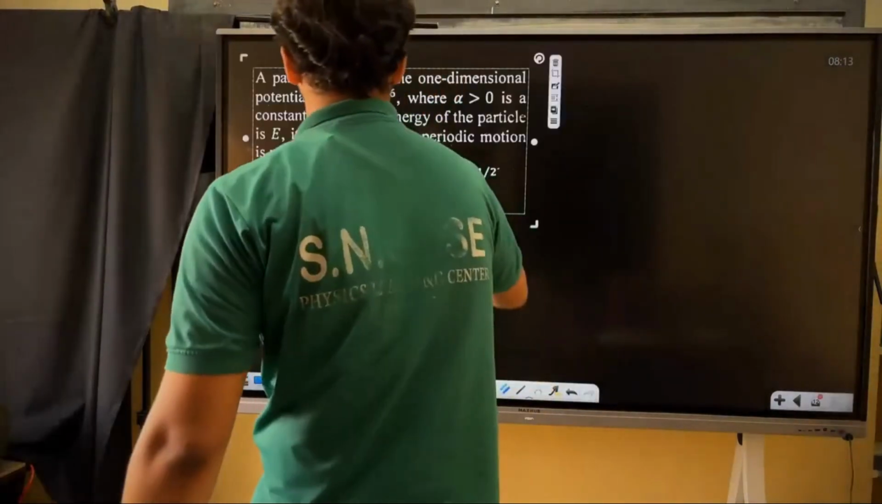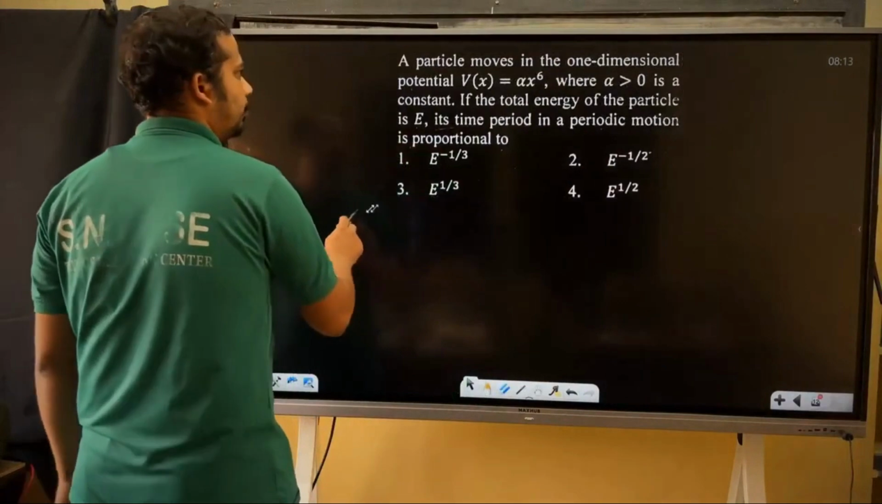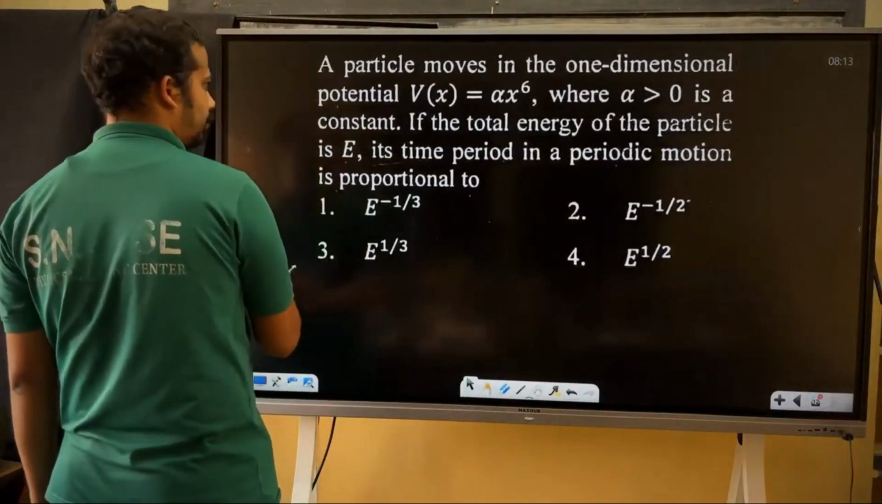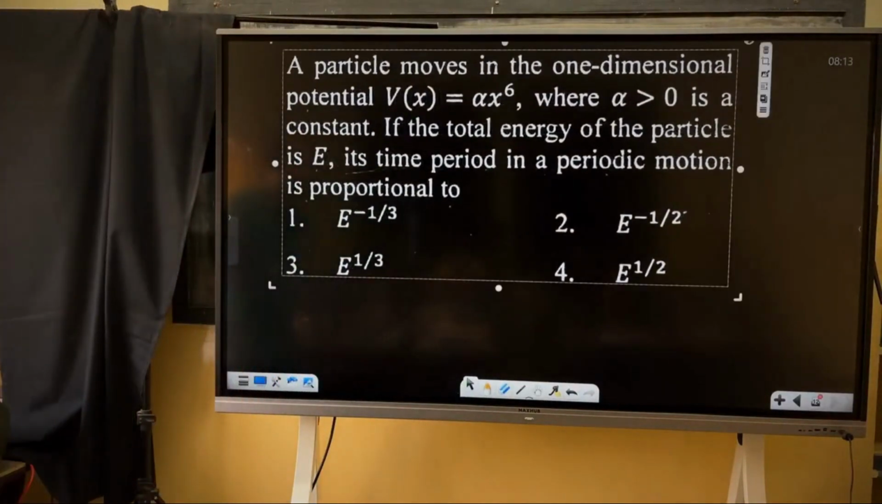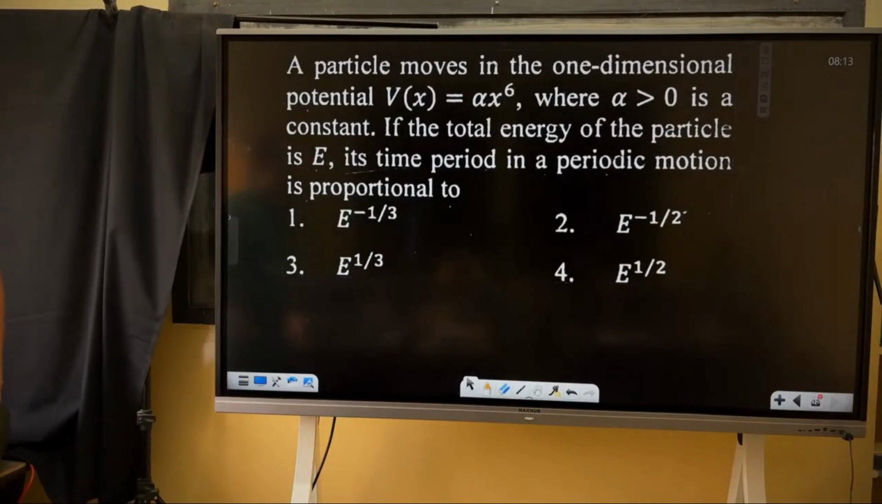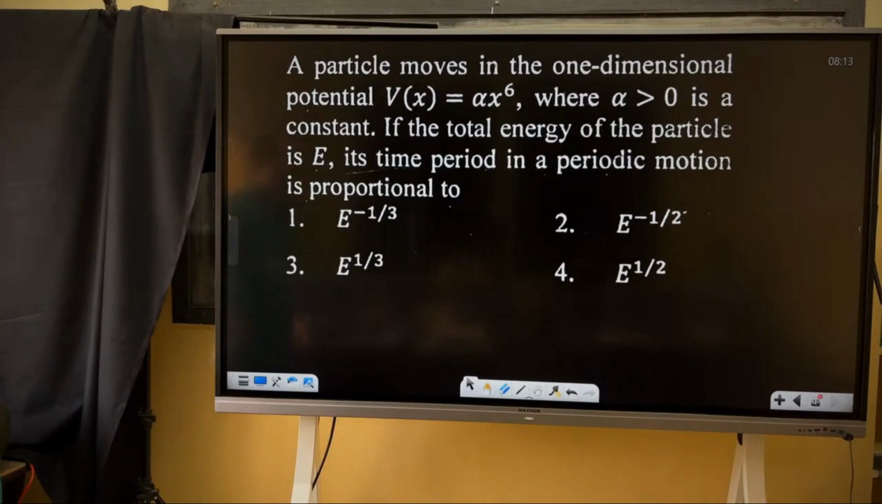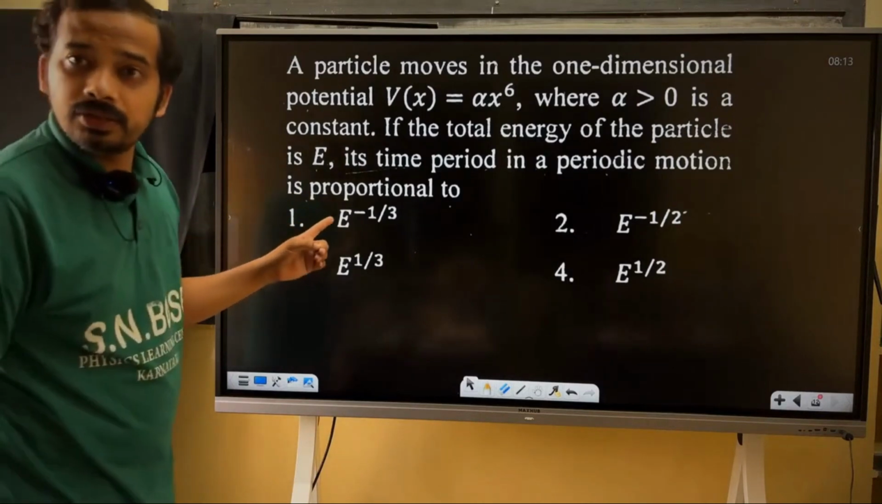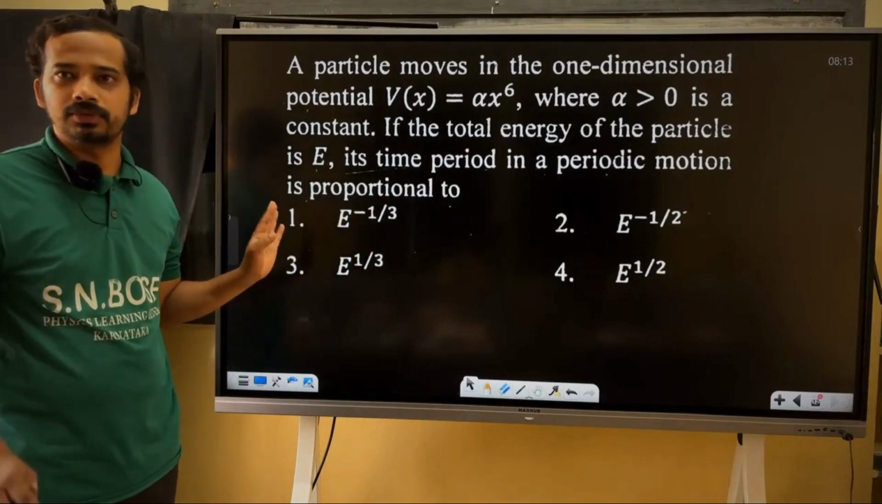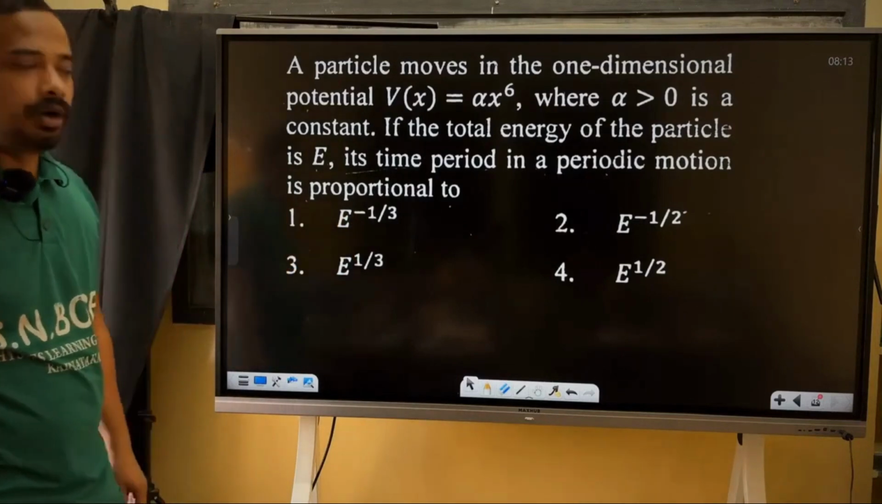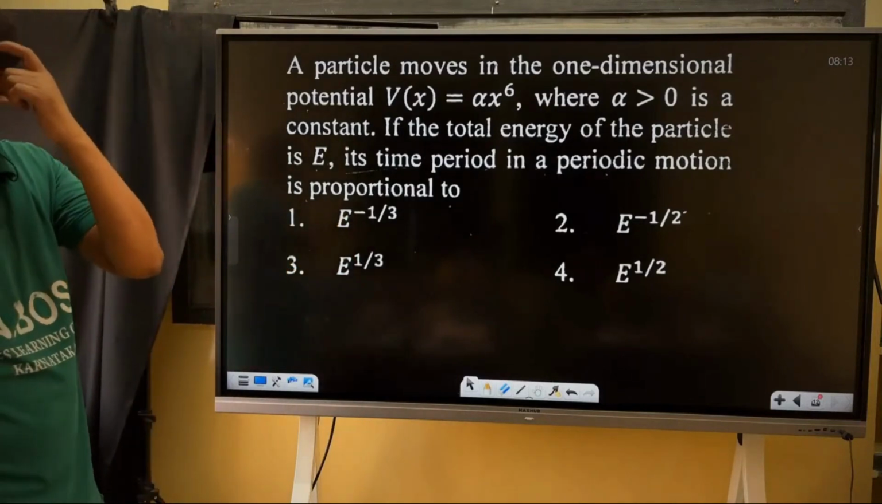Now a particle moves in one dimensional potential V of x equal to alpha x power 6, where alpha is greater than 0, is a constant. If total energy of the particle is E, the time period in the periodic motion is proportional to, nowhere he said small oscillation, periodic motion. How does time period depend on energy?